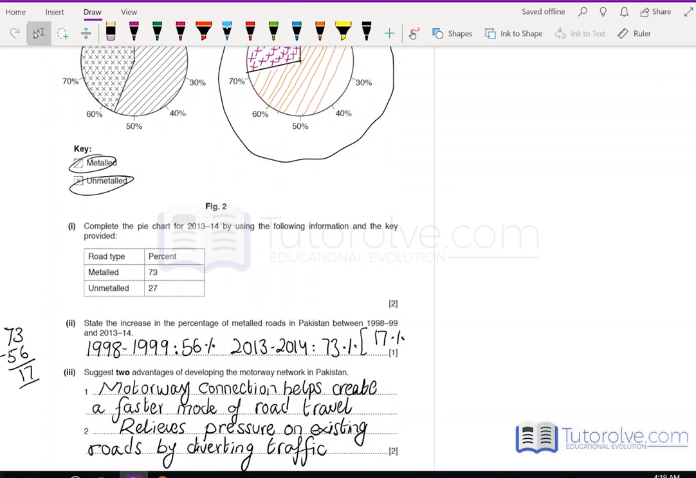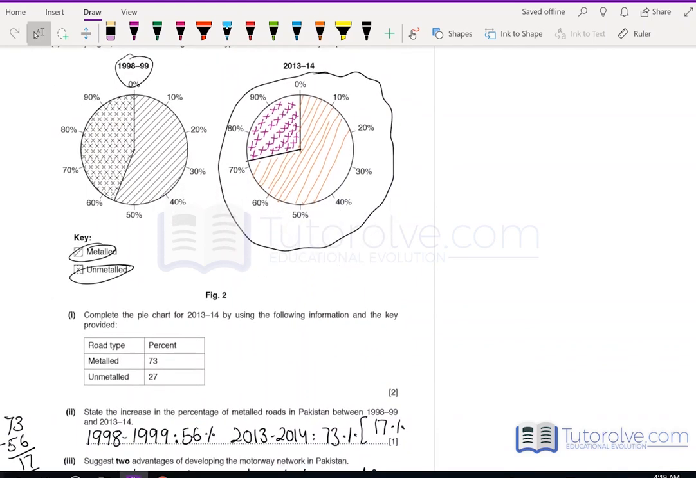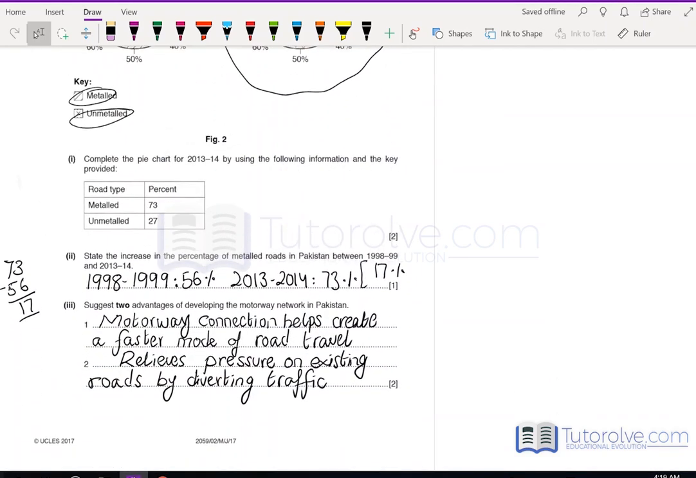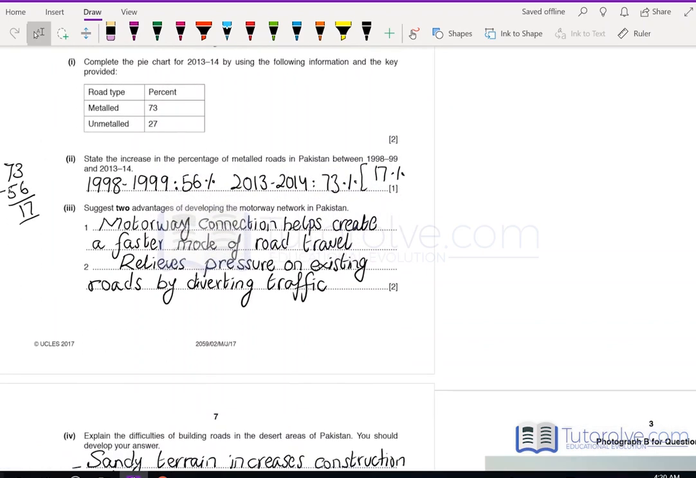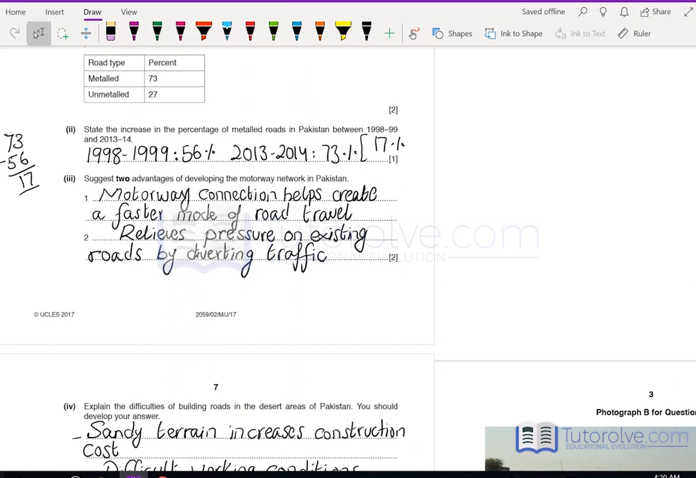You basically take the total number of metalled roads in 2013-2014 and subtract the total number of metalled roads in the year 1998 to 99, which was 56%. So you subtract 56 from 73, you get 17. 17% is your answer. Now, suggest two advantages of developing the motorway network in Pakistan.